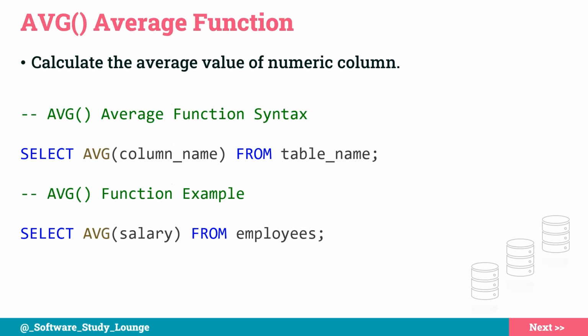Next one is the average function. It calculates the average value of a numeric column. Syntax is SELECT AVG(column_name) FROM table_name. Then example, SELECT AVG(salary) FROM employees. This line returns the average salary of all the employees.